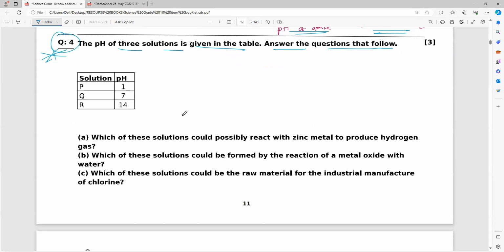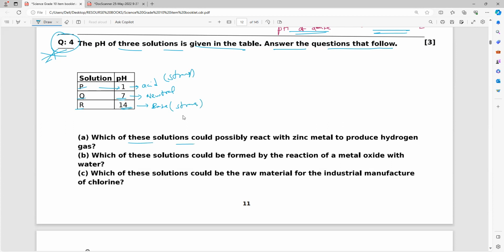So they have given 3 pHs: P, Q, R. By seeing these values itself, we can say P's pH value is 1. Means it is what? Acid or base or neutral? Acid. 7, it is neutral. 14, it is the base. Of course, P is a strong acid, and 14 is the strong base.